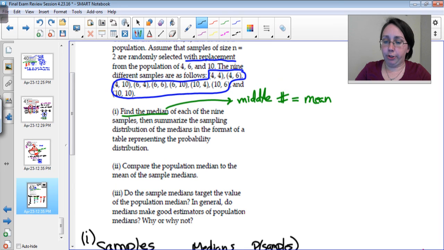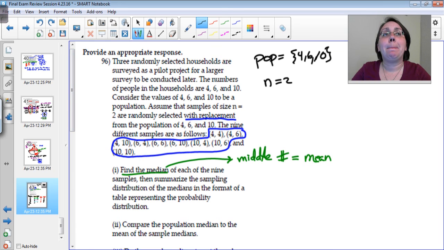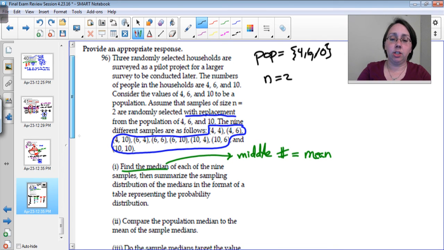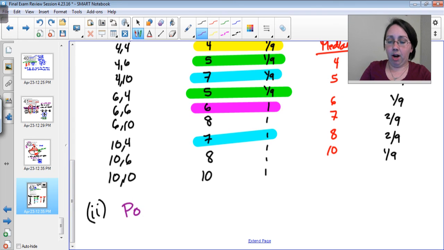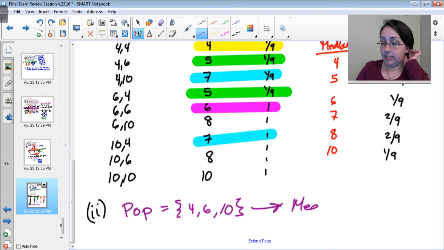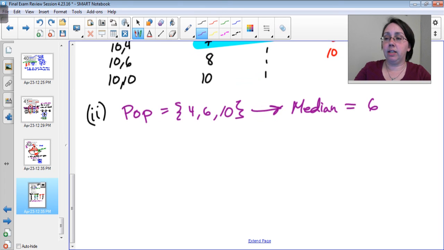All right. Number 2, I finished 1, right? Yes. Number 2, compare the population median to the mean of the sample medians. How do you find the population median? Put what in order? What's your population? 4, 6, and 10 is your population. So in part 2, we take our population, 4, 6, and 10. From that, the median is the middle number. What is it? 6. There you go. We are asked to compare this to the mean of the sample medians.